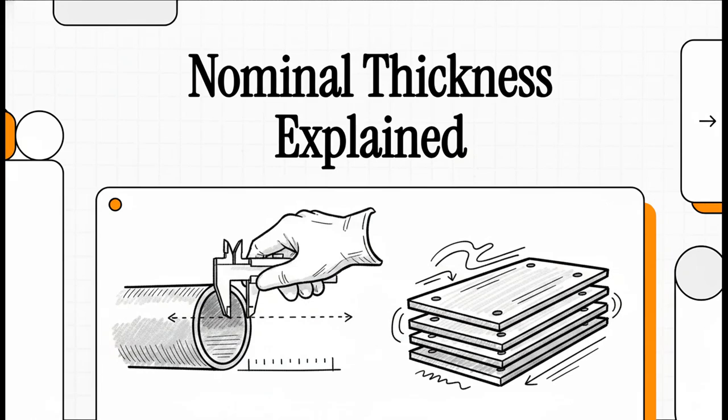Let's jump right into it. Welcome to today's Explainer, where we are stripping away the complexity to help you master an absolutely crucial, yet surprisingly easy to overlook concept in plant mechanical engineering. We are talking about nominal thickness.